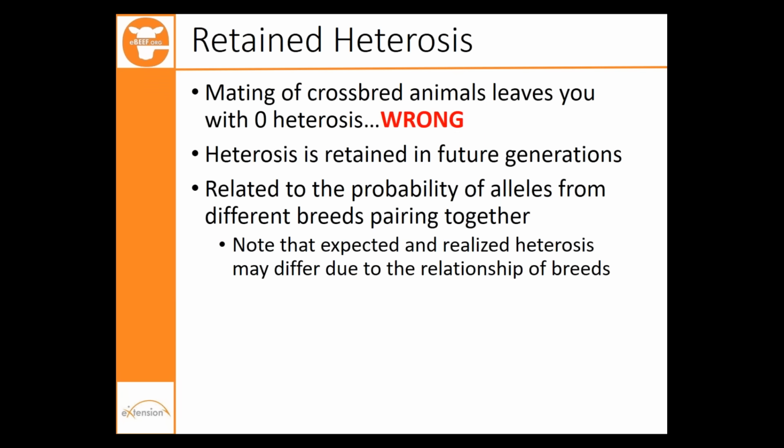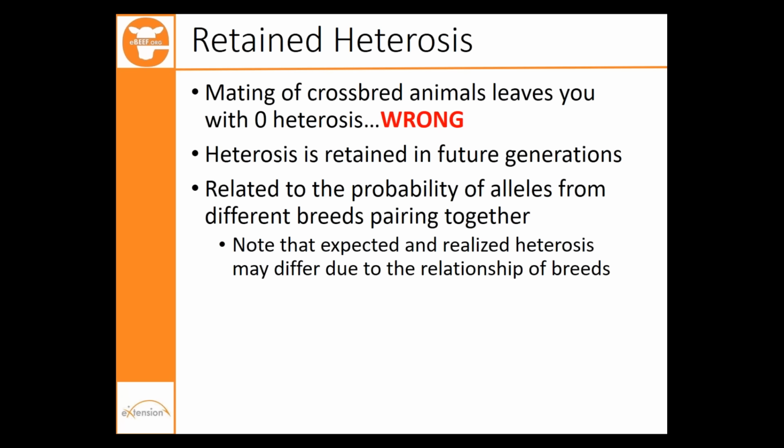So from these examples, we can see that the mating of crossbred animals does result in the retention of some heterosis, because this is related to the probability of those alleles from those different breeds pairing together, and the alleles don't just disappear after that first generation of crossbreds. So we do want to note that the amount of heterosis that we expect and that we actually realize may be a little bit different due to the relationship between different breeds.